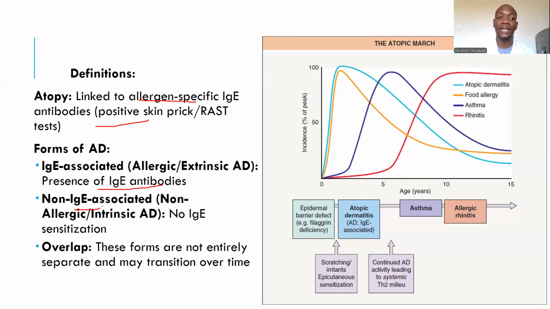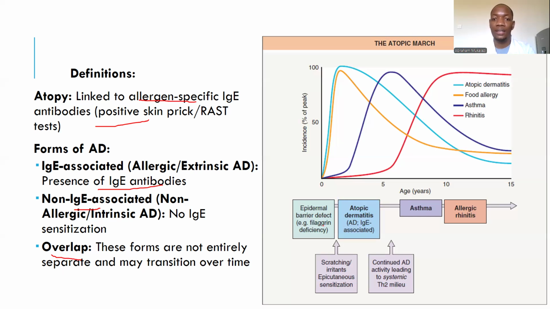And then you have also the non-IgE associated atopic dermatitis. In this case, there's no IgE sensitization, and usually this one comes in a little bit late, until around the adolescent time. Then you can also have an overlap of these two. Someone starts with having both the IgE and non-IgE sensitization. So as we're talking about the atopic march, in this diagram here, this is what we actually meant.